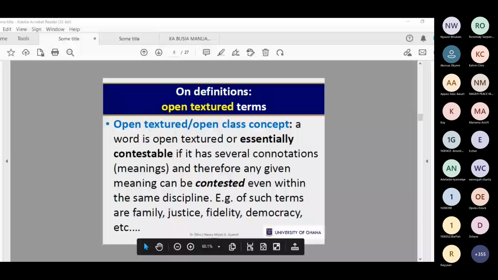That is why, when your friend read, he told you that such terms are not only called open textured or open class concepts, we think of them as essentially contestable terms. These are terms whose essence you can contest. Essence means what they really mean. I'm talking philosophy now, Plato. The essence of a thing, the heart of it, what it really is, can be argued by another person.